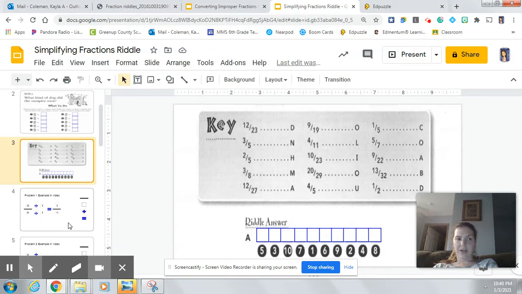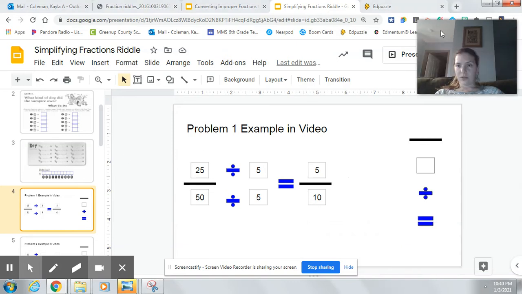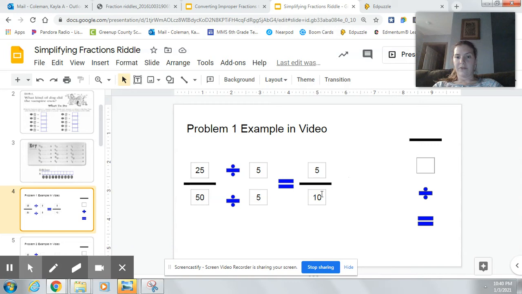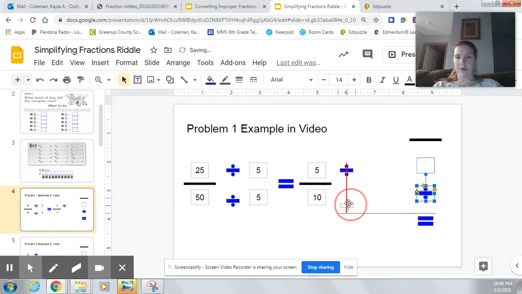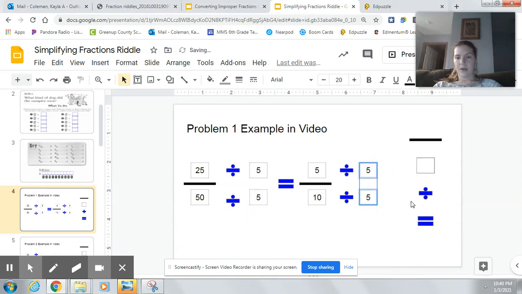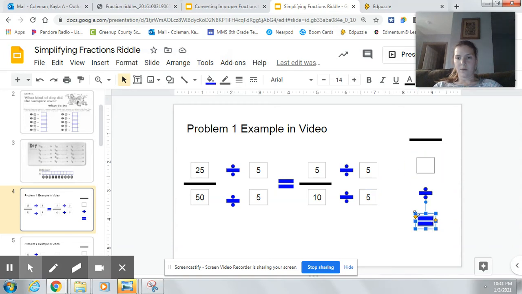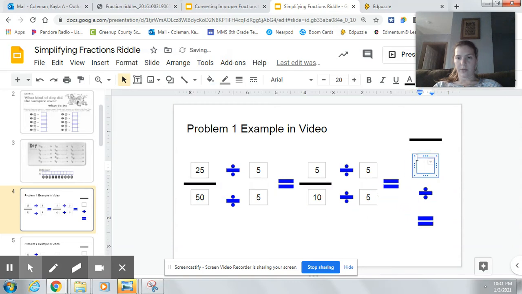So since 5/10 is not on the answer key, we need to ask ourselves, is there something else that we can divide 5 and 10 by? Yes, there is. We can divide both of those numbers by 5 again. I'm just going to copy and paste these. We're going to divide by 5 again. And when we divide by 5 this time, I'm going to grab the equal sign. I'm going to put my answer down here at the bottom.